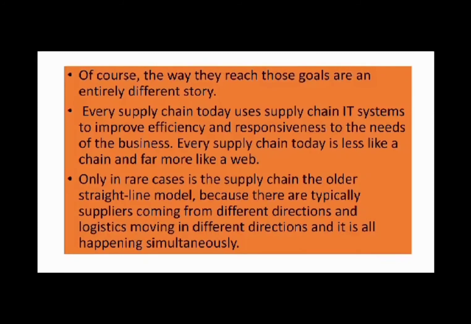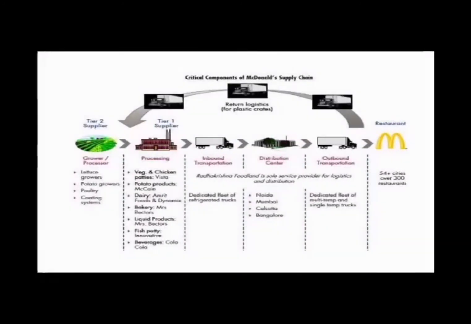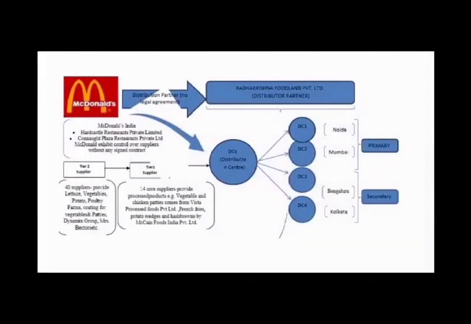So today's supply chain is less like a chain compared to the basic model or the older model called the straight line model that looks something like this. This is the older model called the straight line model, whereas today's supply chain looks more like a web. For example, this one and this one. So unlike the older model, which looks like a chain.